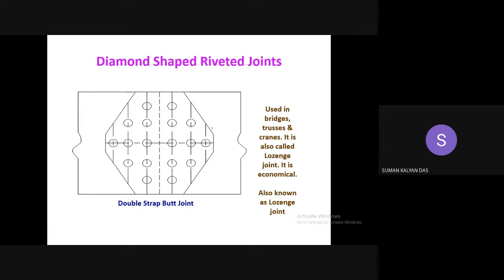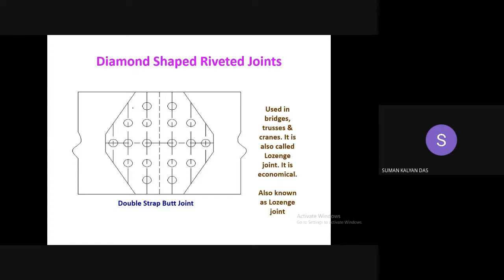Okay. So this joint was initially proposed by a person known as Lozenge. Lozenge is a chocolate type of thing, not that, but Lozenge the person. So with respect to him, sometimes this joint is also termed a lozenge joint. So diamond joint, diamond riveted joint, or lozenge joint all mean the same thing. This type of joint is normally used in structures like trusses. Or in fact, in bridges also you will sometimes see this type of joint near the bases.